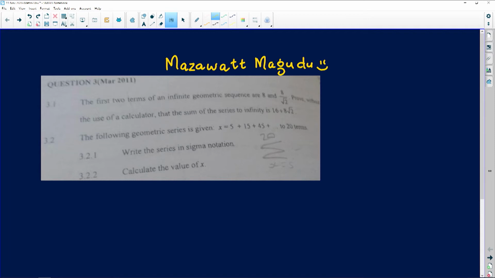So the first one that we're going to be looking at here is a very nice question. It comes from Mazawat Magudu, and it's an awesome question. It's question 3 from the March 2011 past paper, and it reads as follows.